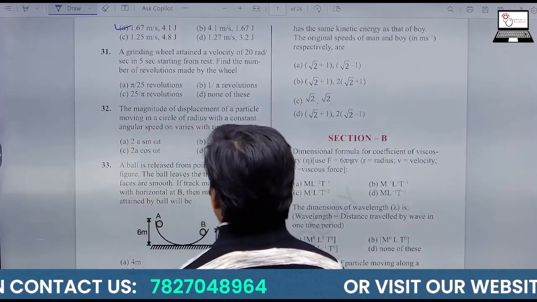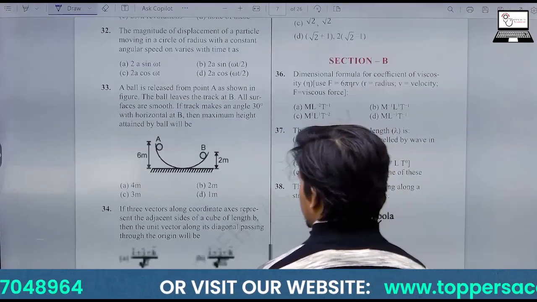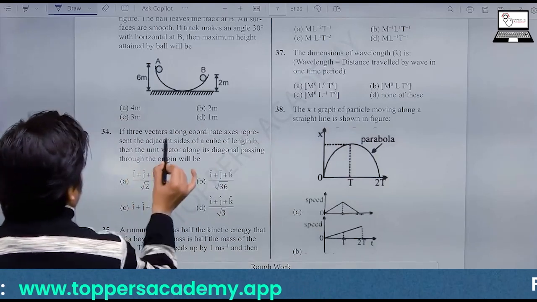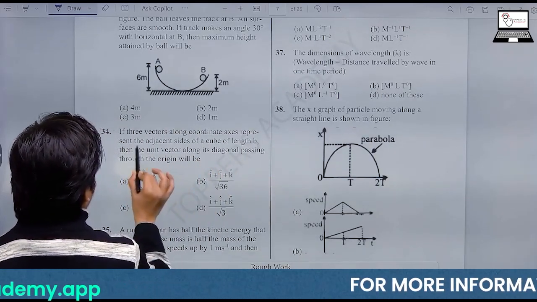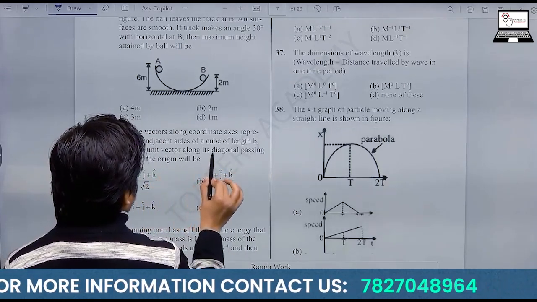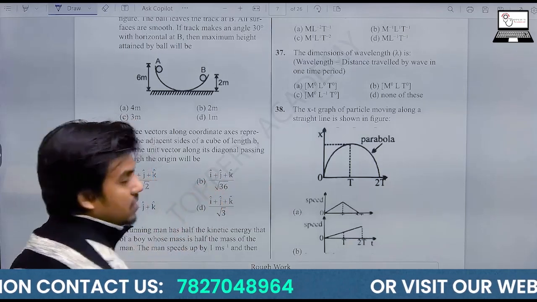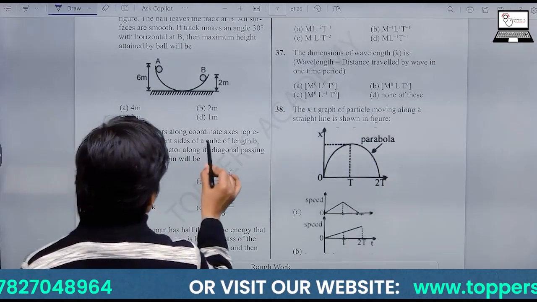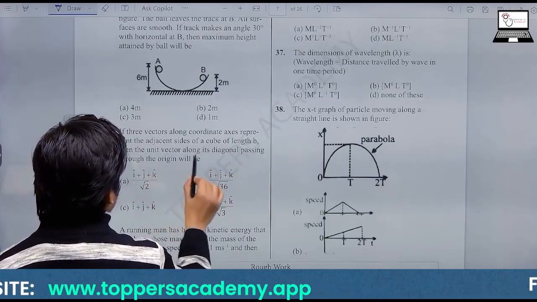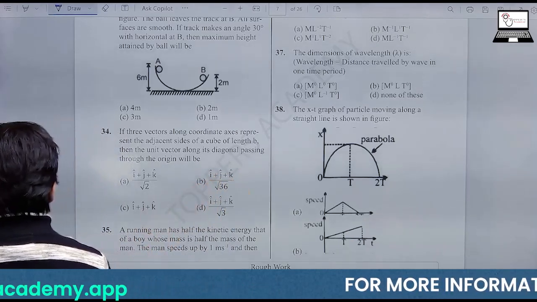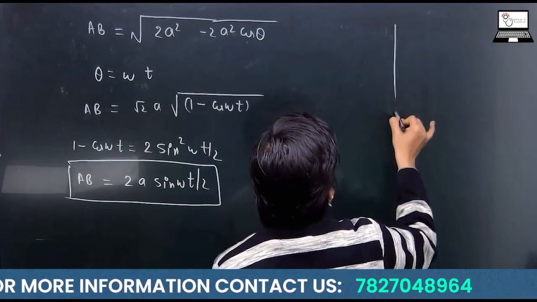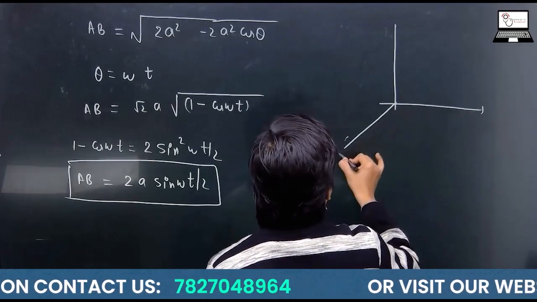Now let me see the solution for another question. Question number 34. If three vectors along coordinate axes represent the adjacent sides of a cube of length b, then the unit vector along its diagonal passing through the origin will be. So that is a very easy question.